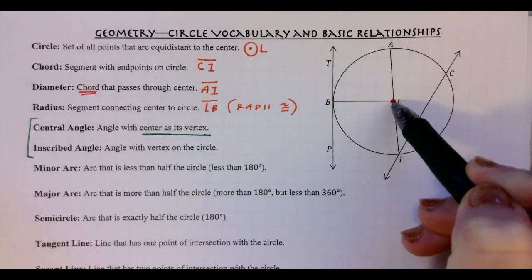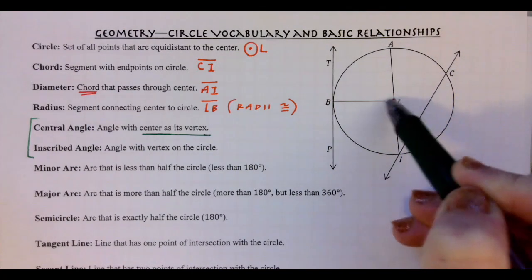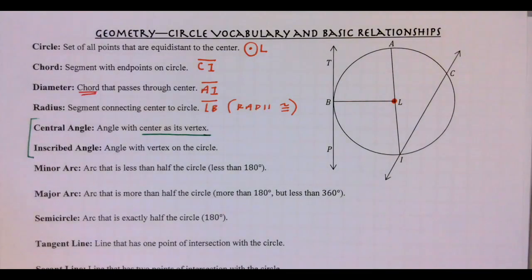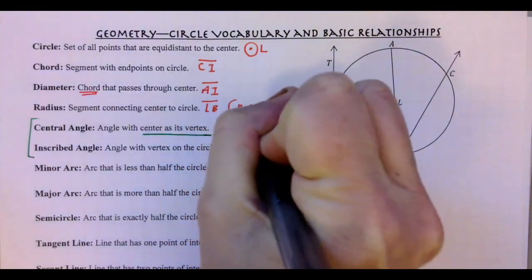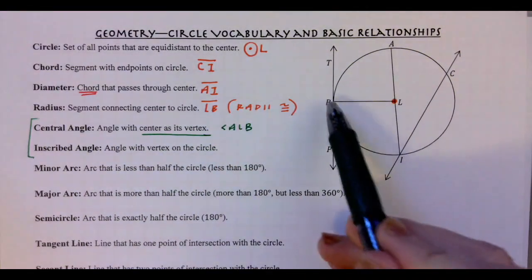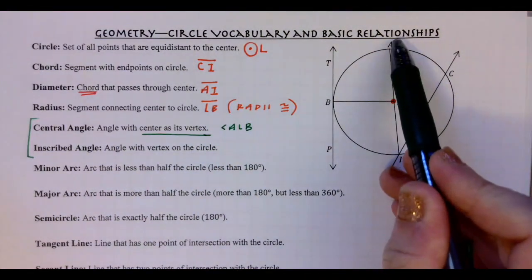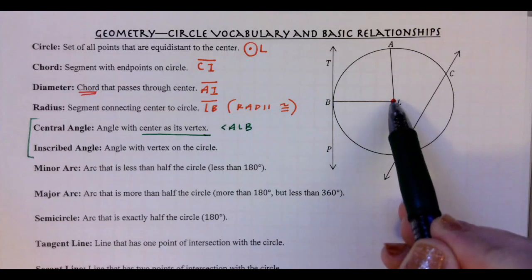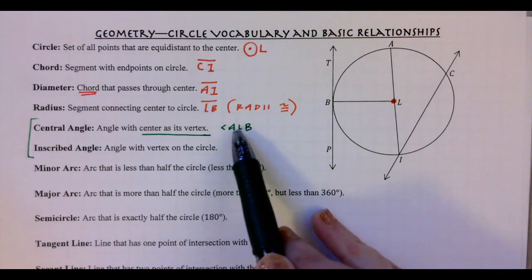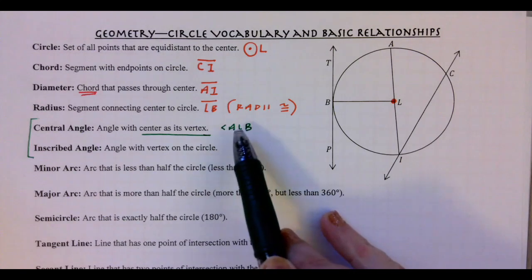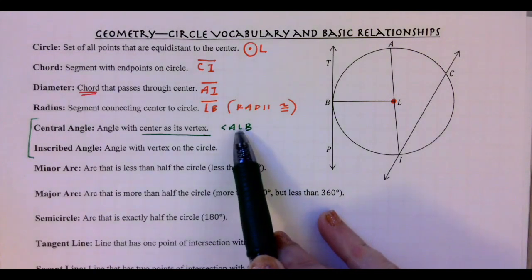L right here is the vertex of that angle. So I can name that angle ALB. I could also call it BLA, that's fine. But when I put that vertex in the middle, right here, I just have to make sure that it reads as ALB or BLA, that the vertex right there is the center of my circle.